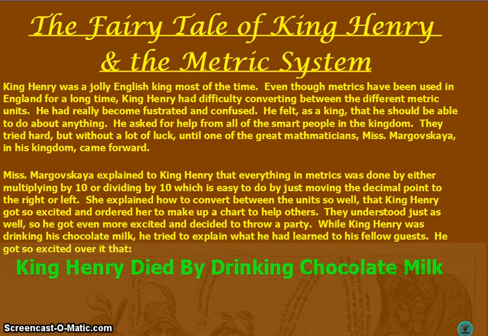Until one day, one of the great mathematicians, Miss Margavskaya, yes, that's me, came forward. Miss Margavskaya explained to King Henry that everything in metrics was done by either multiplying by 10 or dividing by 10, which is easy to do by just moving the decimal point to the right or to the left. She explained how to convert between the units so well that King Henry got so excited and ordered her to make up a chart to help others.